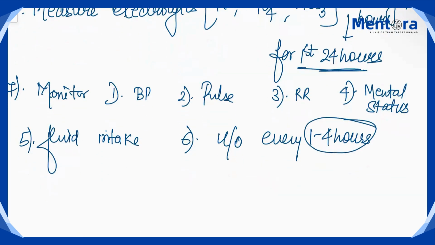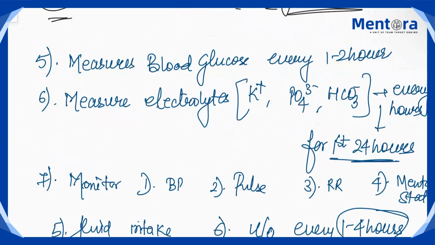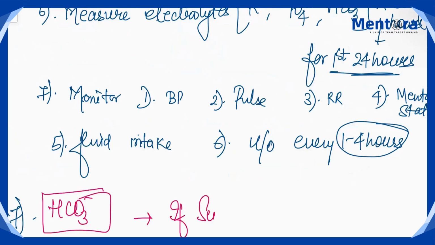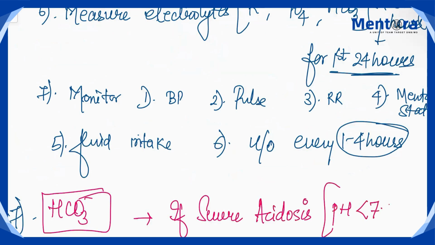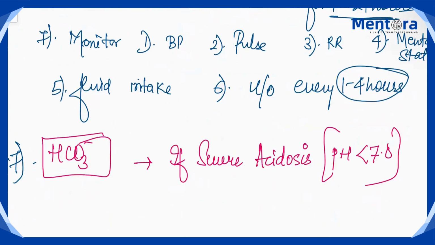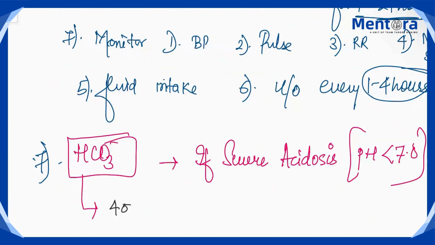Okay. Now, another important electrolyte is your bicarbonate. If there is a severe acidosis, that is your pH goes less than 7, then only you have to give bicarbonate correction. So how will you give this bicarbonate correction? You will use 400 ml of sterile water.